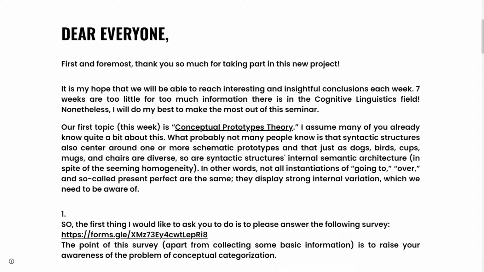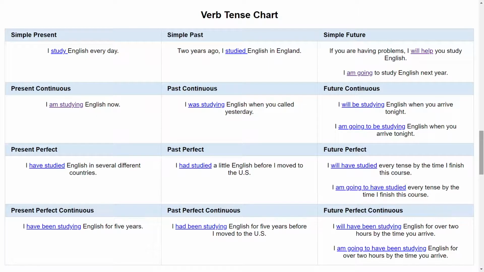They display strong internal variation which we need to be aware of. And of course, I will propose some of these instantiations of these syntactic categories as prototypes of their respective grammatical categories. So, if you take a look at this chart, this is the type of chart that you will find in most commercial grammars that are useful at an entry level to discussions about the nature of grammatical structures, but which are not very helpful if we really want to understand the nature of each of these different conjugations.